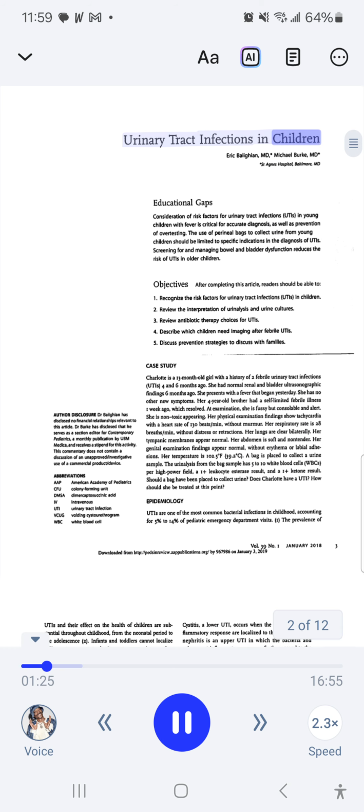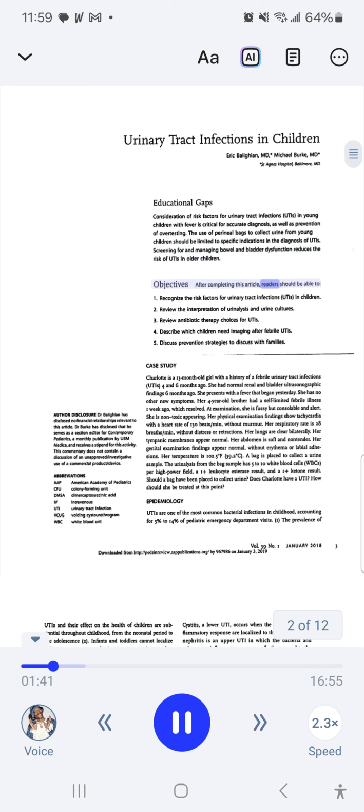Urinary Tract Infections in Children. Eric Belligan, MD, and Michael Burke, MD, St. Agnes Hospital, Baltimore, MD. Educational gaps: consideration of risk factors for urinary tract infections, UTIs, in young children with fever is critical for accurate diagnosis, as well as prevention of overtesting. The use of perineal bags to collect urine from young children should be limited to specific indications in the diagnosis of UTIs. Screening for and managing bowel and bladder dysfunction reduces the risk of UTIs in older children.